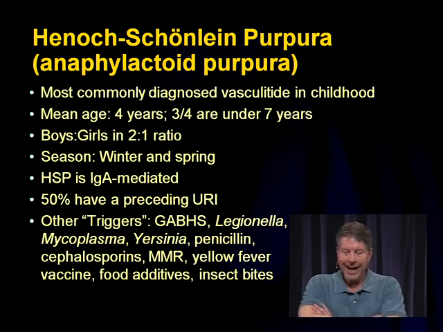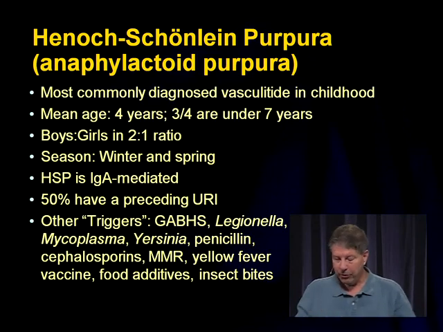This is an IgA-mediated disease. I would know that. They can bring in immunology and combine it with rheumatology, and then you're going to hear about this again in nephrology. Triggers: infections can trigger it, drugs can trigger it. Half these kids had a preceding URI.